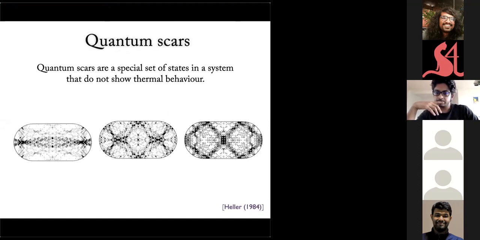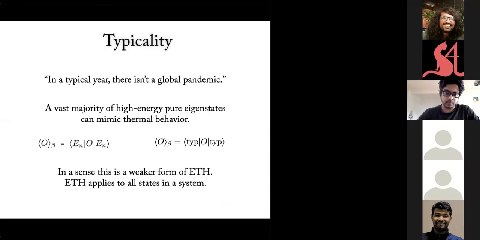I got that they're special states that don't thermalize, but how are they different from other examples? I mean, there are several examples of states that don't thermalize, right? What is their defining feature? Like you were saying in the class, if you take the classical limit, there are some periodic orbits, and so on.